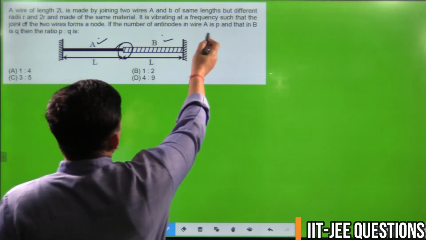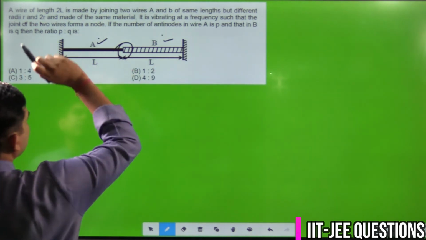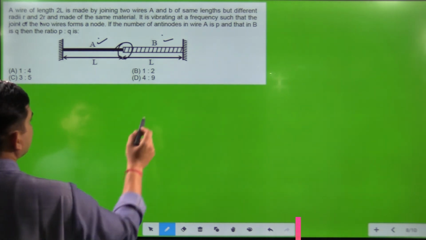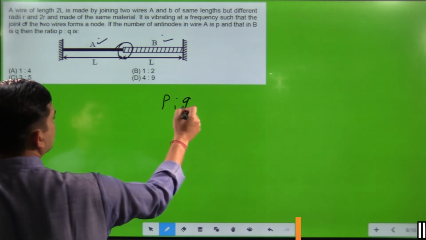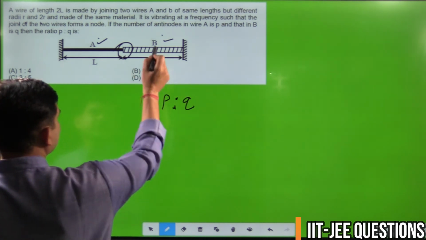If the number of antinodes in wire A is P and that in B is Q, then you have to find the ratio of P and Q. What is P and what is Q? P is the number of antinodes of wire A and Q is the number of antinodes of wire B.